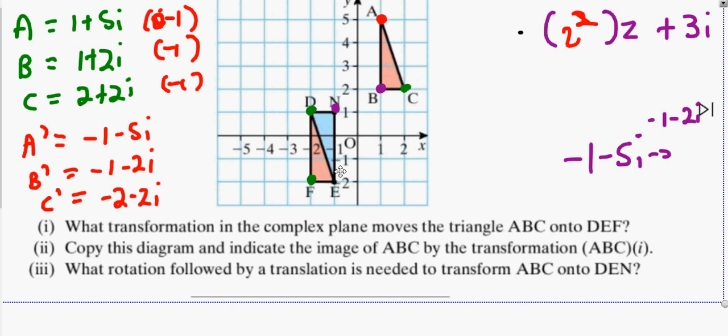So that's what you gotta do. A rotation followed by 3i, and that will do what you need it to do. Is that okay with you guys? Why is it 3i? 3 vertically up. If it was 3 to the right, it'd be just plus 3. Or 3 down, it'd be minus 3i. Okay, it's a good question.